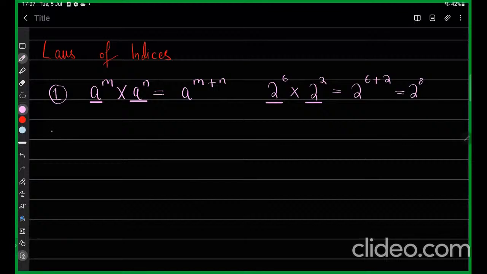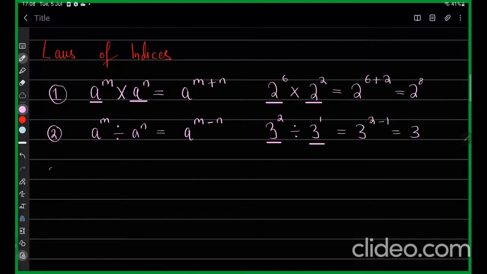Let's talk about the second one. Again, the bases are same. We have a power m and it is being divided by a power n. The bases are same and the numbers are being divided. So it would be a power m minus n. For example, again, let's talk about 3 power 2 and it is being divided by 3. If you have nothing in the power, just know that you have 1 in the power. Now again, the bases are same. Both the numbers are 3. So I can directly just subtract the powers. The two powers are 2 and 1. So it would become 3. These were some simple laws.